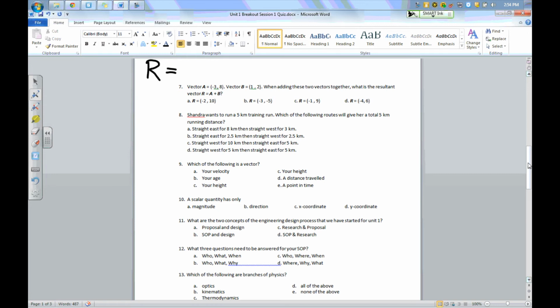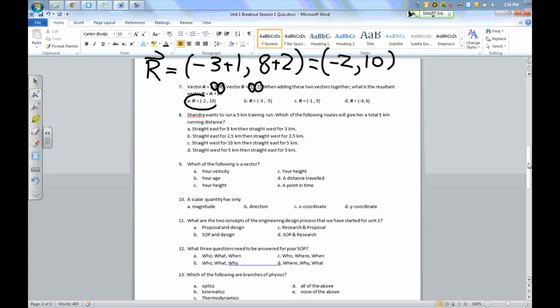So our vector r is going to be, the x component will be -3 plus 1. The y component is going to be 8 plus 2. So the solution here will be minus 2 for our resultant in the x direction and 10 for our resultant in the y direction. Correct answer is A.